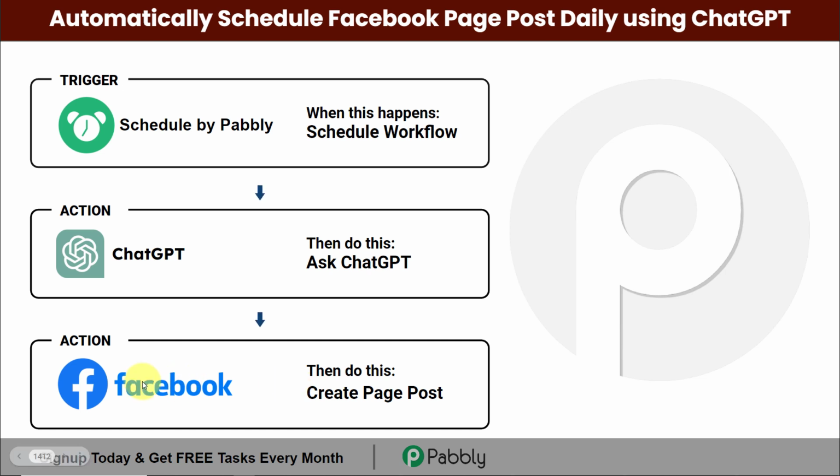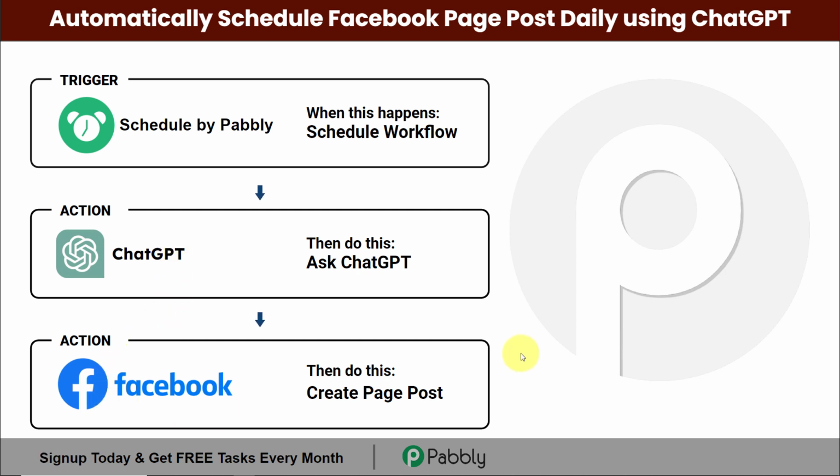Now to do this, I'll have to integrate ChatGPT and Facebook page, and the same thing can be done using Pabbly Connect. So here my trigger will be a feature by Pabbly which is schedule. Then my first action application will be ChatGPT and my final action application will be Facebook page.